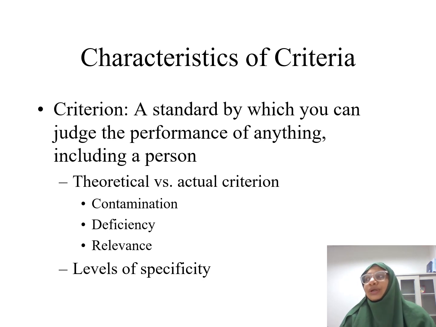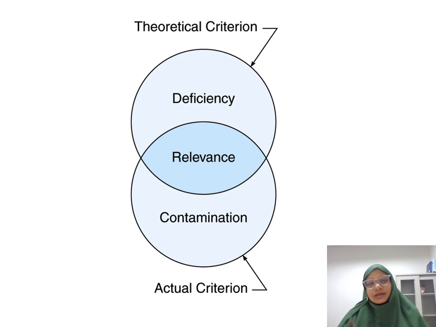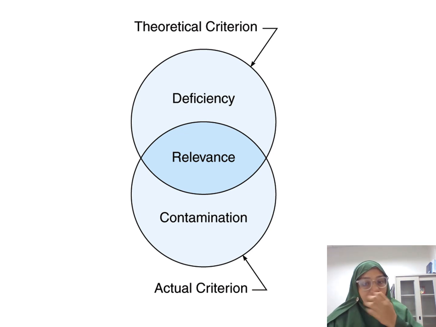Okay, we want to measure the behavior. So what is the item that we want to measure in the behavior? Okay, so this is the picture. This is the criterion: theoretical criterion, actual criterion. If we focus on theoretical, it's deficiency, because we focus only on the theory. We don't take the actual criterion. If we focus more on actual, this is contamination, so it's not relevant. And the best criterion that we want to measure is the relevant criterion.